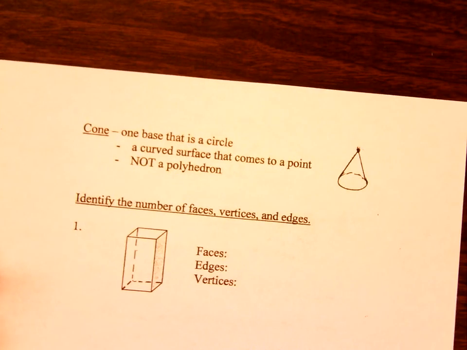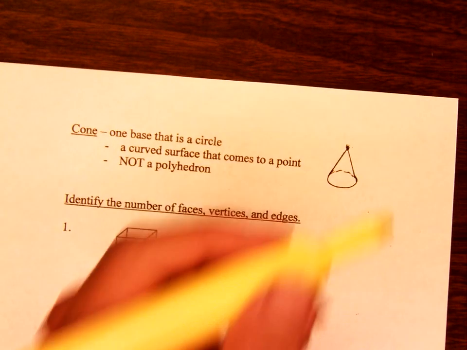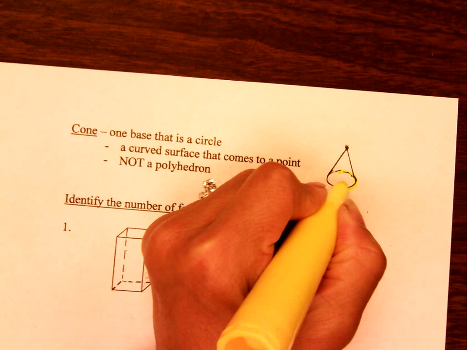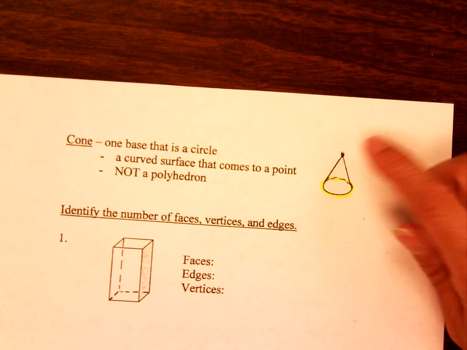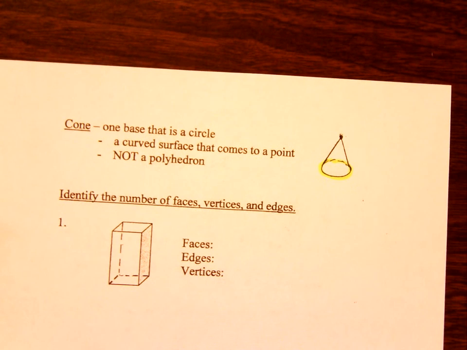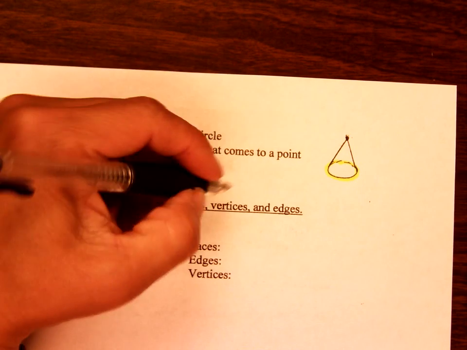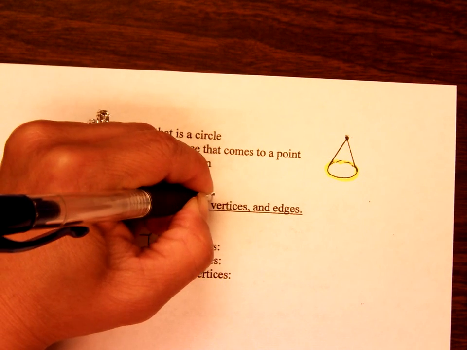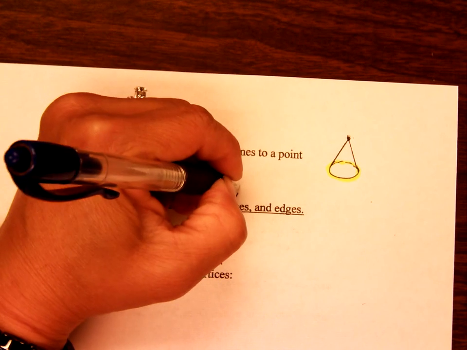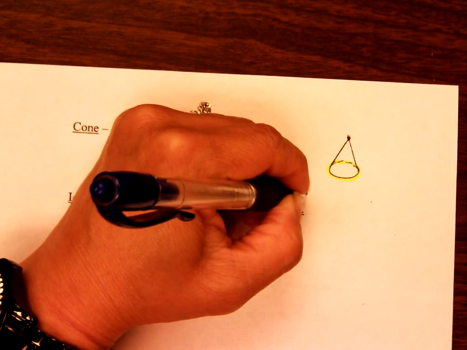A cone is one base that is a circle. The surface comes to a point. So a cone has a circle at the base, and it comes to a point at the top. So it says identify the faces, vertices, and edges. Remember, your faces are your empty space. Your vertices are your corners, and your edges are your lines.